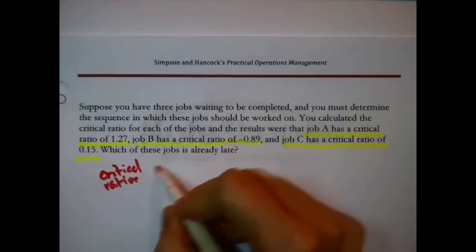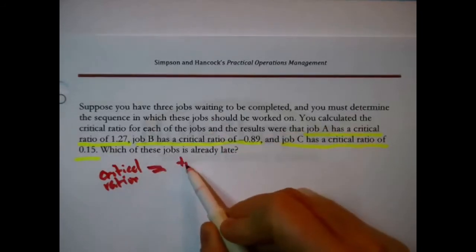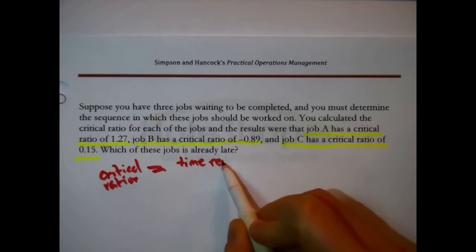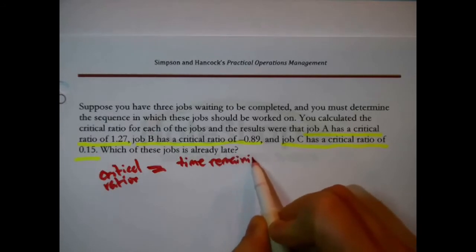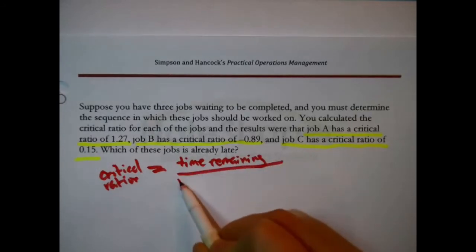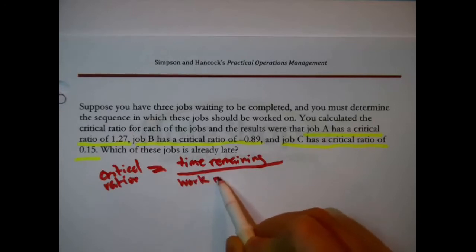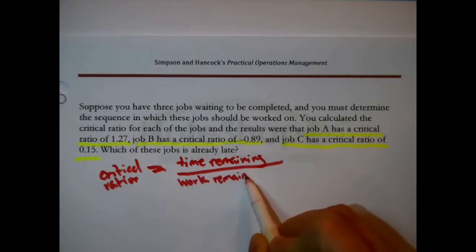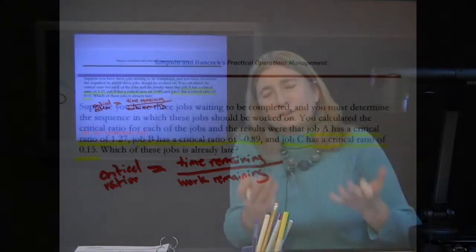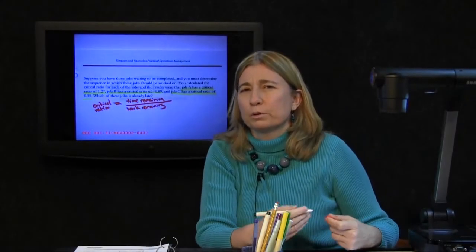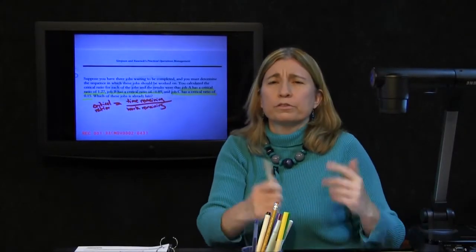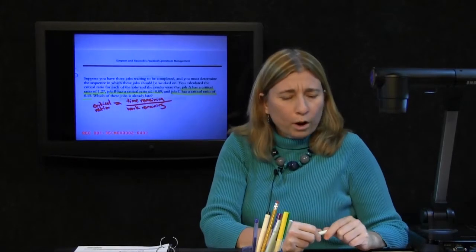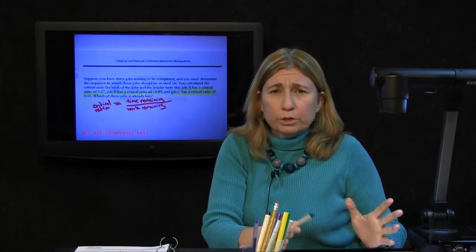So, while critical ratio is a formula, time remaining divided by work remaining, you don't have to fill out that formula for this particular problem. It's already been done for you for these 3 jobs. Now, what is it that we do have to do?